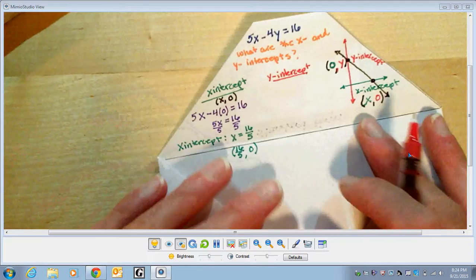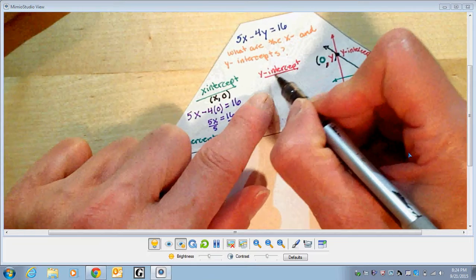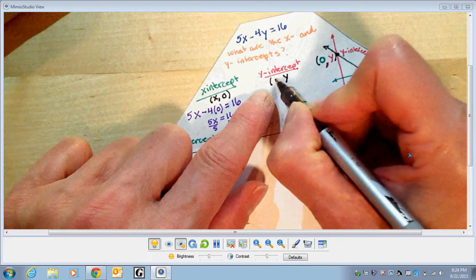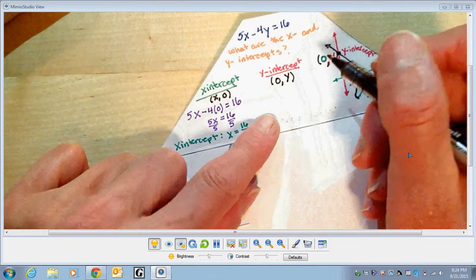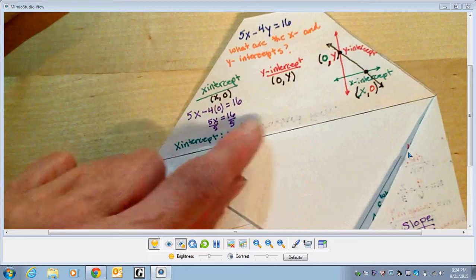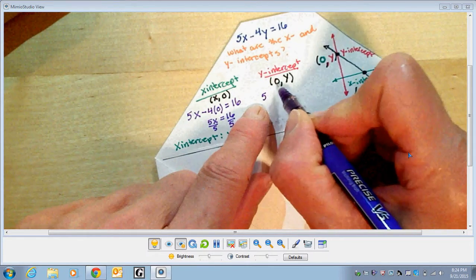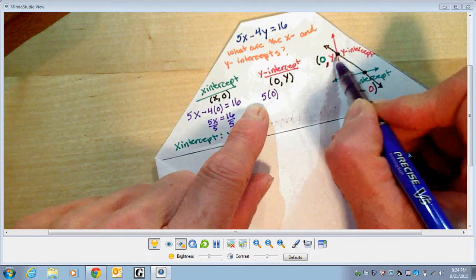Okay, so what does that mean? Whenever I see y-intercept, I'm thinking I want to know y, which means x has to be 0. Okay? So I'm going to do the same sort of thing that I did here. I have my 5. I know x is 0 at the y-intercept.